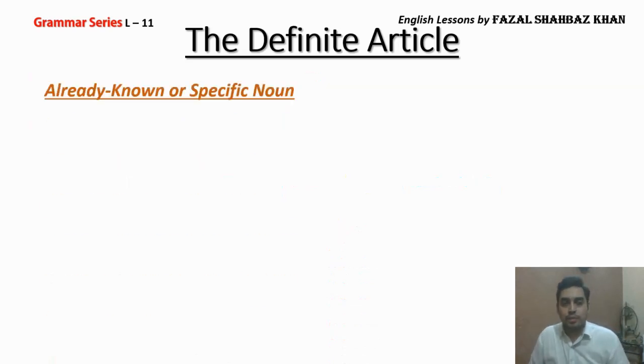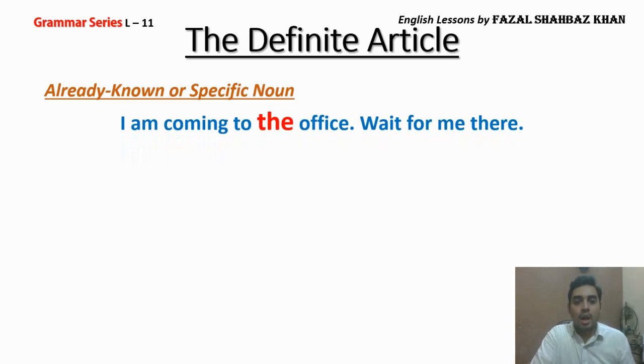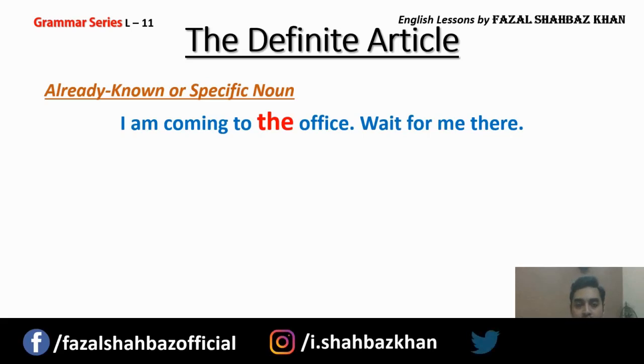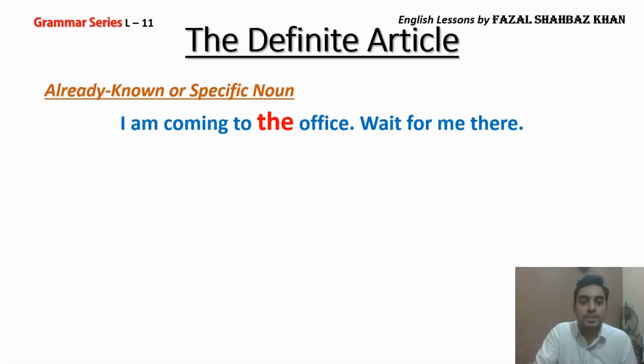Now the specific concept comes out. The first of which is we use the definite article the before an already known or a specific or defined noun. For example, I'm coming to the office. Wait for me there. Now that office is actually a common noun, but that office is more specific. We use the because we have a sentence following the next, that is, wait for me there. That has given us that emphasis that allowed us to use the definite article right before the common noun that has actually become proper, which is office.